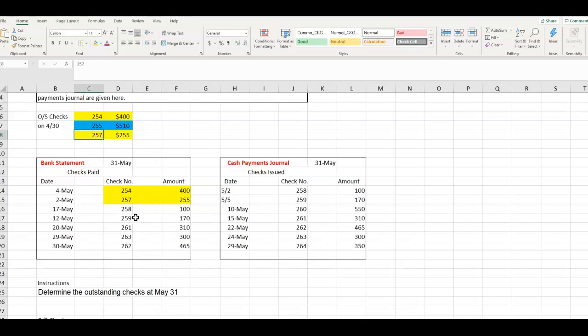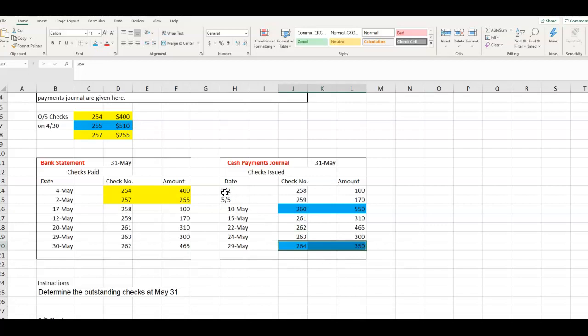259 cleared the bank for the right amount. 260 did not clear the bank. We'll color it blue because it didn't clear the bank. 261 cleared the bank. There it is. 262 did not clear the bank. No, it did clear the bank. It's out of order: 261, 263, then 262. So 262 cleared the bank. We're good. 263 cleared the bank. We're good on that. 264 did not clear the bank.